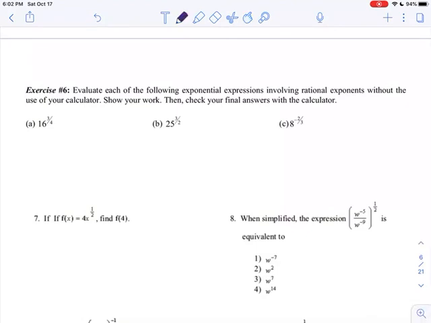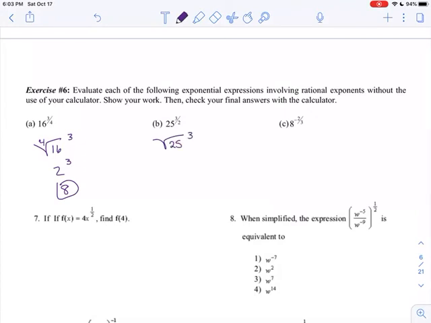Okay, and I just have a few that we're going to practice right here. Evaluate each of the following exponential expressions involving rational exponents without the use of your calculator. So again, the denominator is the root, so I got the 4th root of 16, and then it's to the third power. These are all easy ones that you can really just do in your head. The 4th root of 16 is 2. And now I'm doing 2 to the third power, which is 2 times 2 times 2, which is 8.